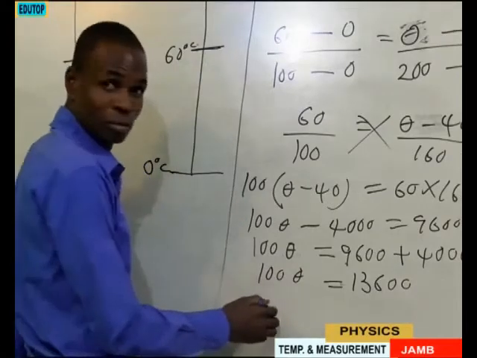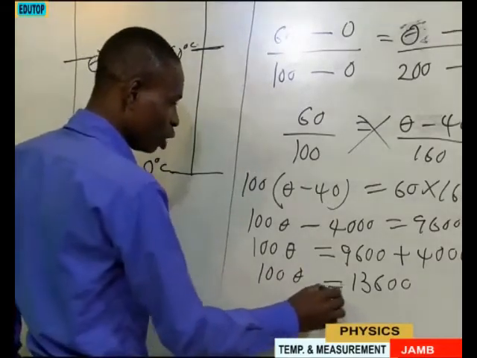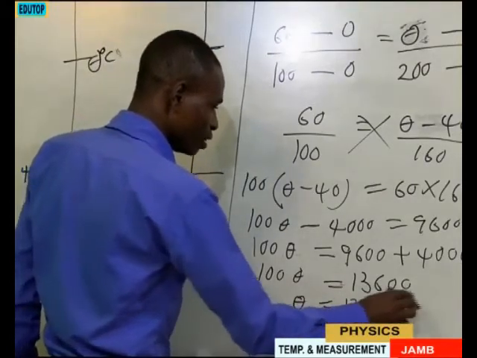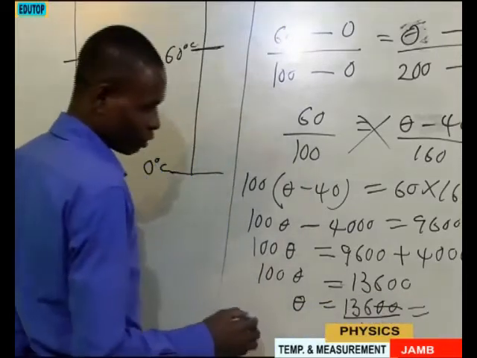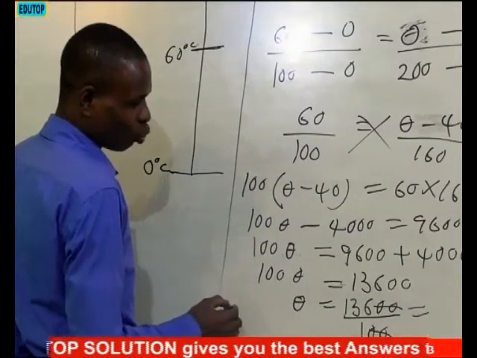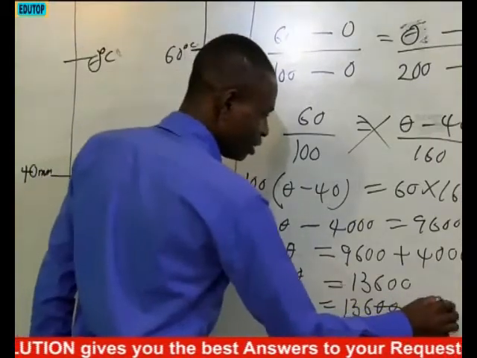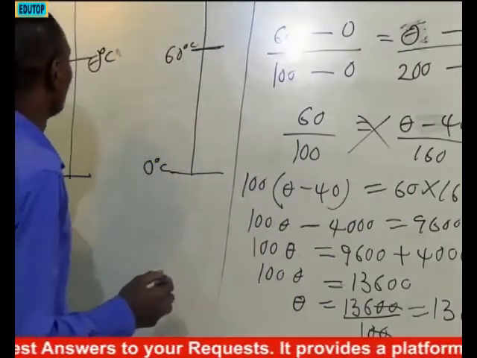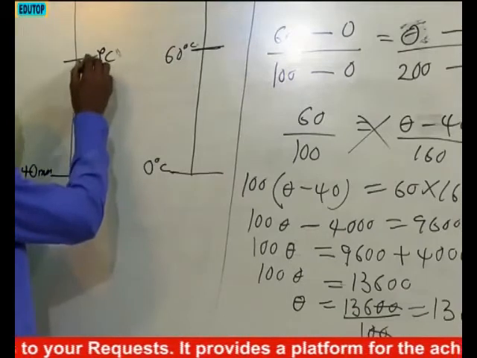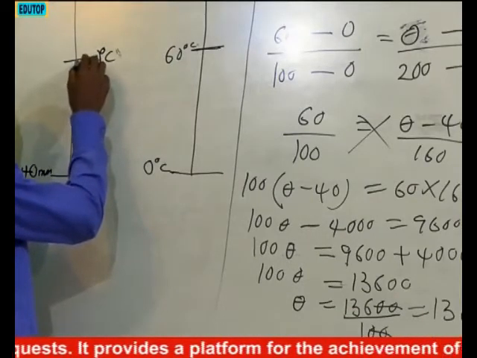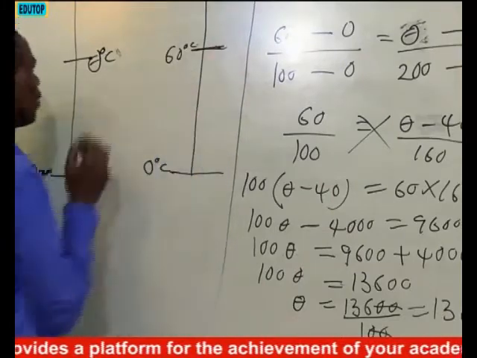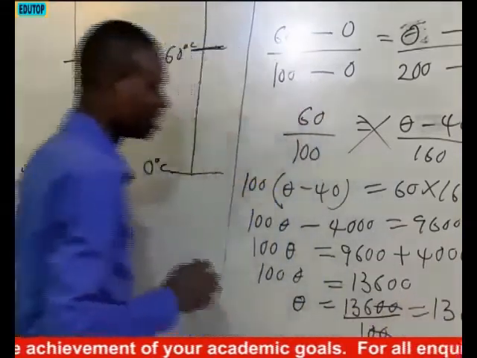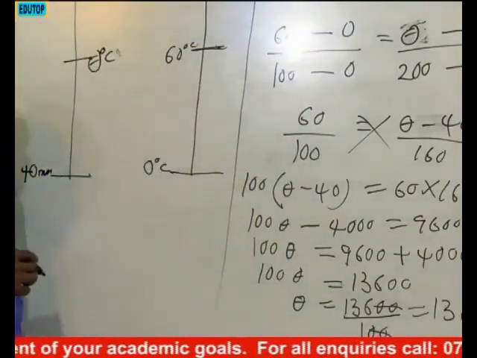Then finally, our theta will be equal to 13,600 divided by 100. Okay? And what are we having? That's 136. The question says, what is going to be the particular value that we are going to get at this point that corresponds to this value? That is 136 millimeter. And that's the answer.